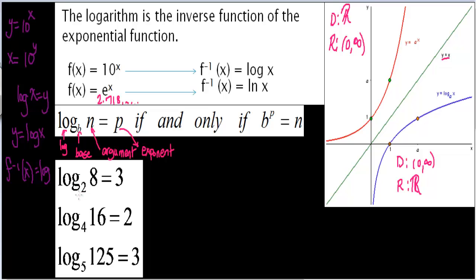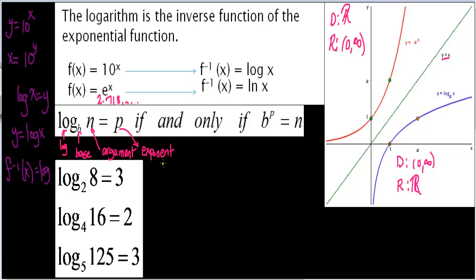So how do we do that? Well, notice it says log base b of n is equal to p. Look at what happens to the b. b is the base of the logarithm. That subscript becomes the base of your exponent, and your exponent is this p, and that is equal to the argument. So let's look at that more closely.